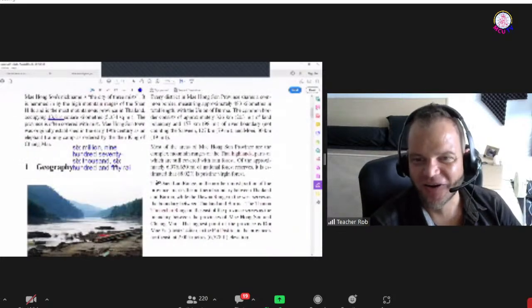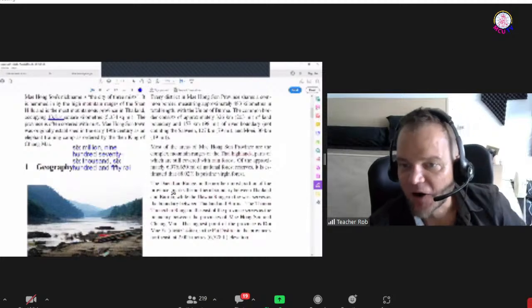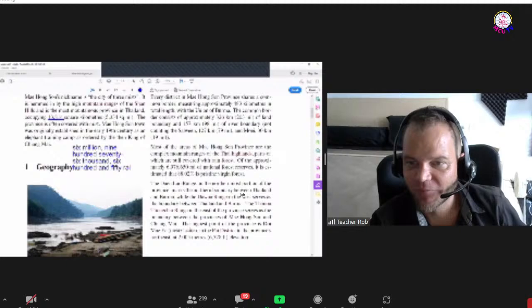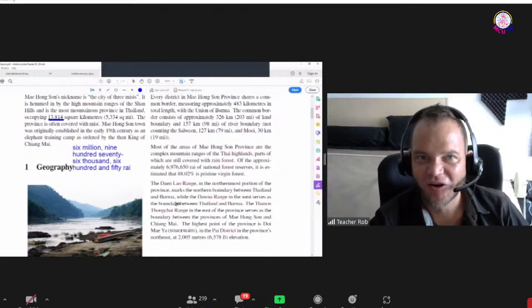No, we didn't. This is this one. Yep. The Den Lao Range in the northernmost portion of the province marks the northern boundary between Thailand and Burma, while the Dona Range in the west serves as the boundary between Thailand and Burma. So the two ranges are what?